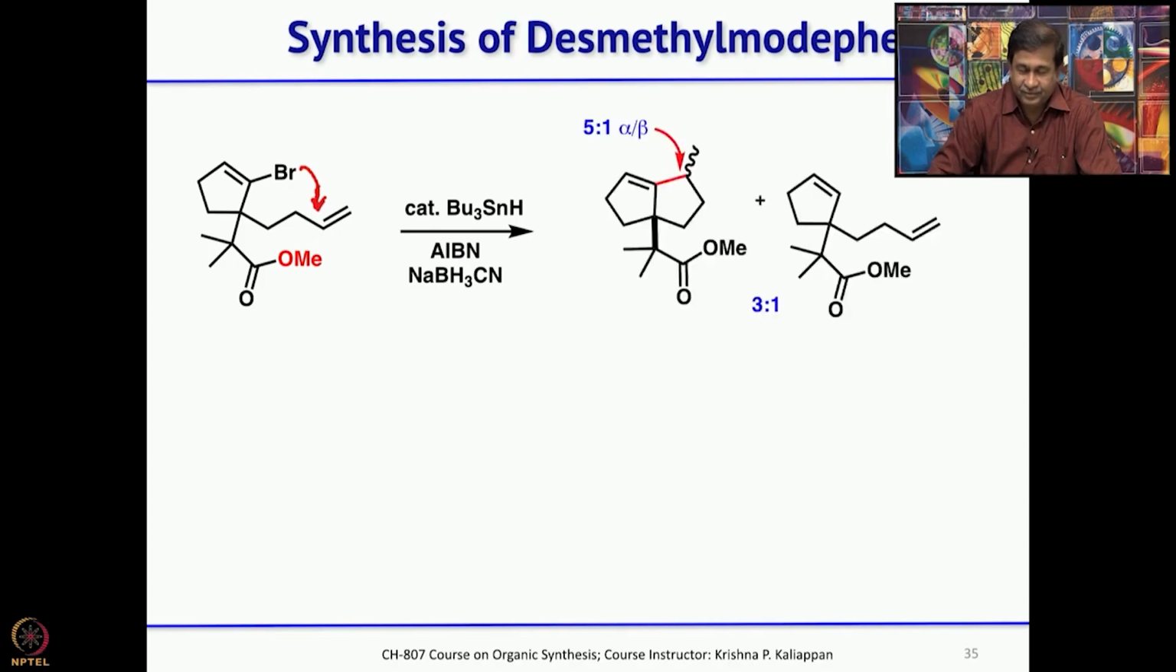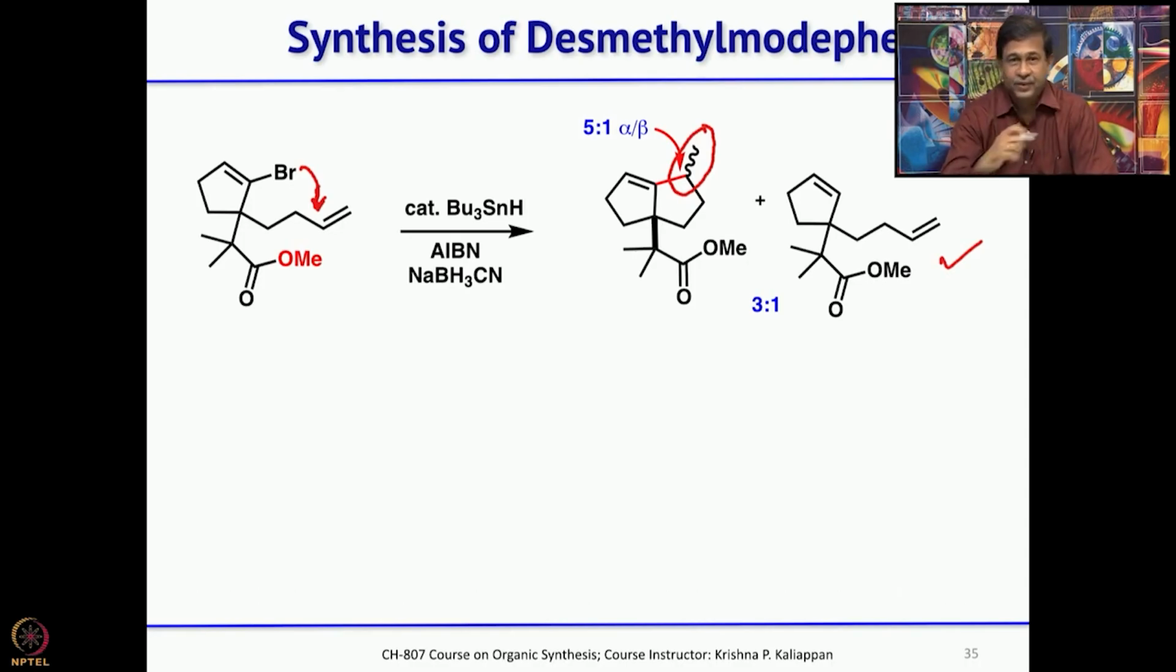Okay. So now this reaction works well, as you can see here, a 3:1 ratio of the cyclized product and the simple reduced product. And here the stereochemistry he got was 5:1 in ratio, where the required alpha isomer is the major isomer. So successfully he could carry out the first radical cyclization.